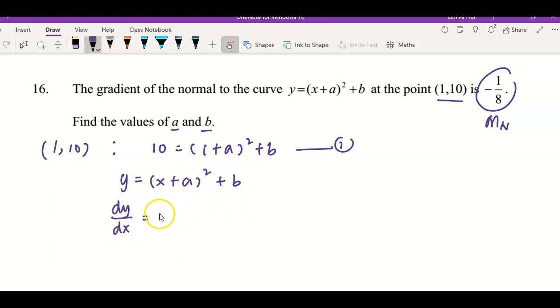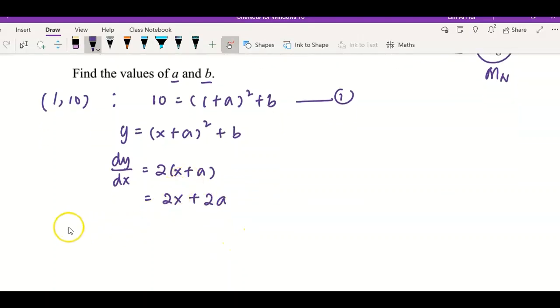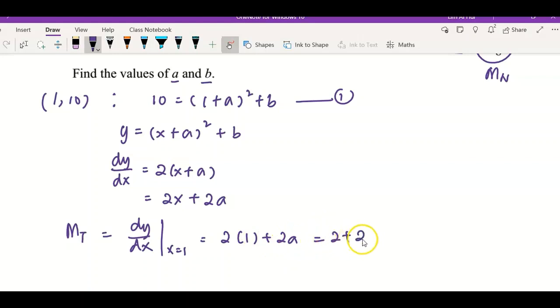To differentiate this, I have 2(x plus a) to the power of 1, and then differentiate inside, you get 1. Differentiate the b, you get 0. So dy/dx basically is 2x plus 2a. After you get this, the gradient of the tangent at this specific point (1, 10) will be equivalent to dy/dx when x equals 1. Substitute x equals 1, you will have 2 plus 2a. This is the gradient of the tangent.